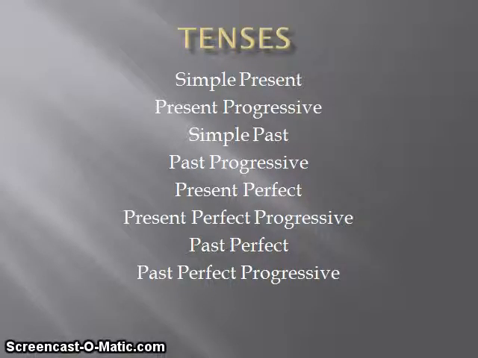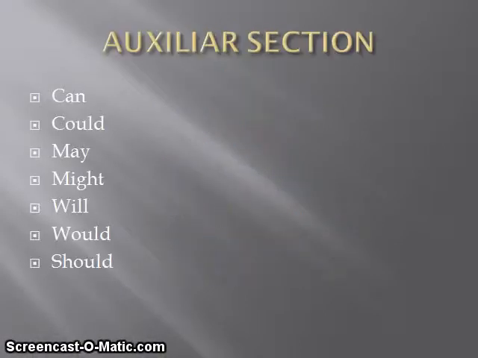Don't forget also that for the tenses in progressive form, you have to use the verb in gerund. This is talking about tenses, guys, but there is another important situation to review, that is auxiliary section. Remember that we have different helpers or auxiliary verbs or modal verbs. They are called in different names.